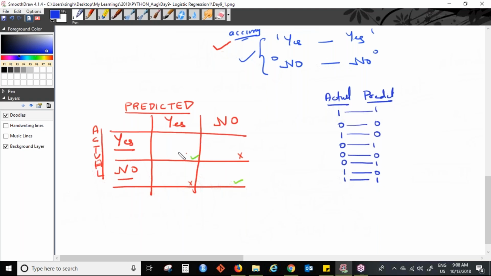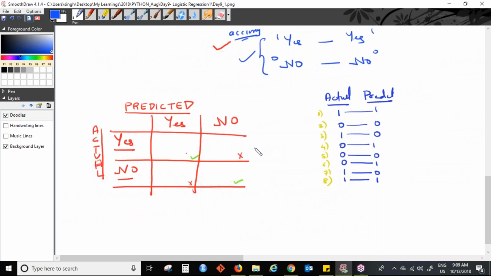Okay, so can you tell me what number should I write here, guys? What number should be written here? So I'm writing the row numbers here. I have total 8 rows. Out of these 8 rows, for how many rows is it actually a yes, and I have predicted a yes also? That is what you have to give me.